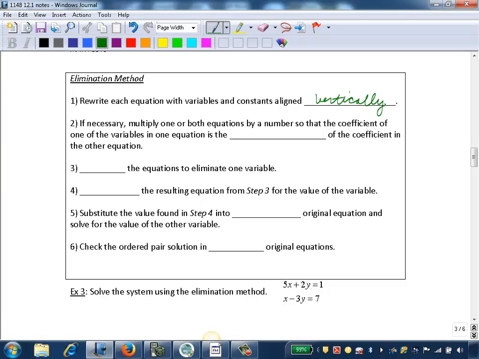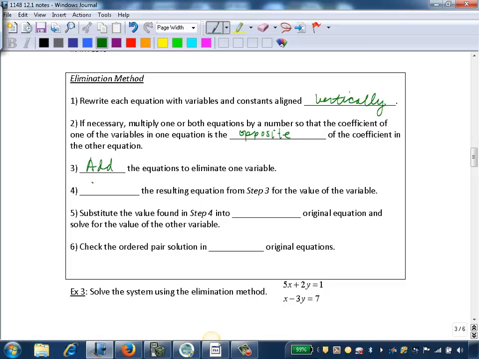Step 2, if necessary, multiply one or both equations by a number so that the coefficient of one of the variables in one equation is the opposite of the coefficient in the other equation. So for instance, if one coefficient is a 5 on an x, then you want the other x term to have a coefficient of a -5. Step 3, we add the equations to eliminate one of the variables. As the method suggests, elimination method, we want to eliminate one of the variables.